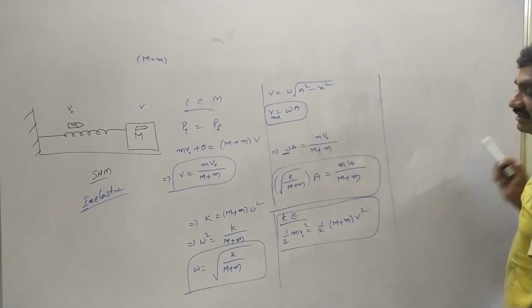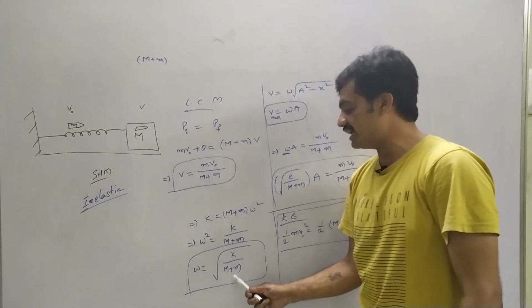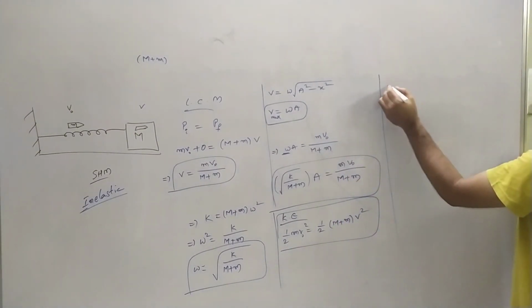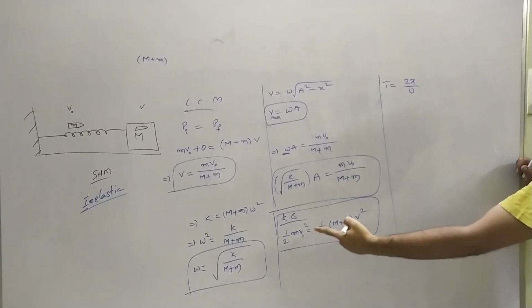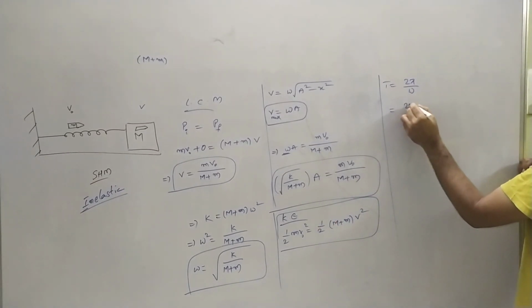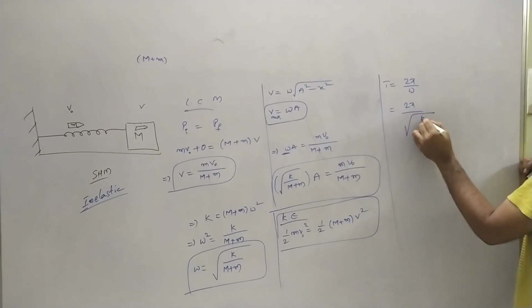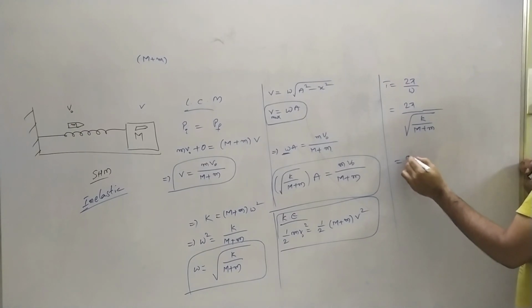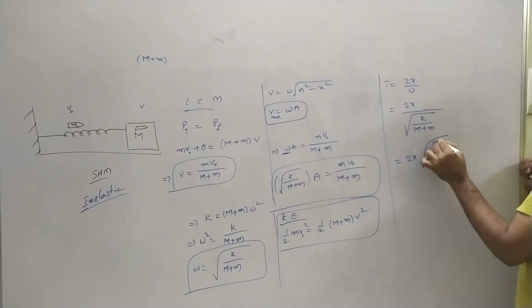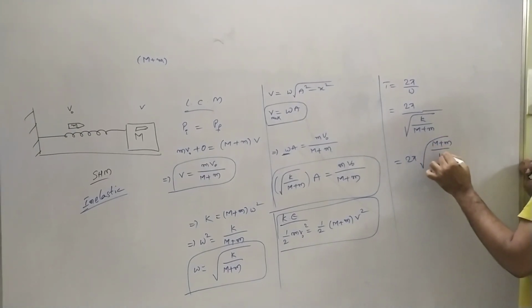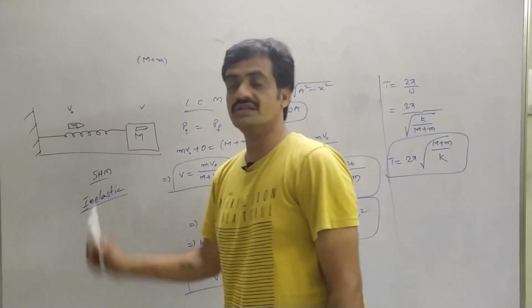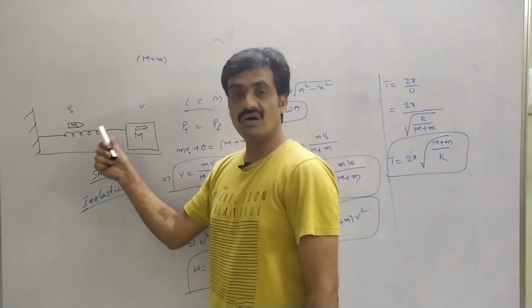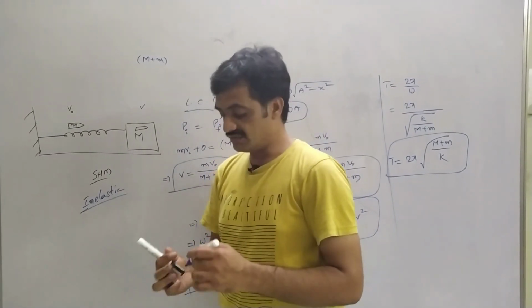Observe that omega equals the square root of k by (M plus m). Then the time period can be given as T equals 2 pi by omega, where omega equals the square root of k by (M plus m). So the time period can be given as 2 pi into the square root of (M plus m) by k. This represents the time period of oscillation of this bullet and block system. Take a screenshot, we will continue.